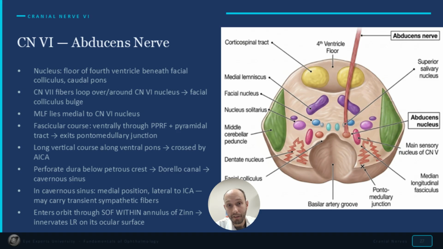The abducens nucleus lives right by the facial nerve nucleus at the floor of the fourth ventricle. Because of its association with the facial nerve, if both the facial nerve and the abducens nerve are affected, this likely indicates a pons lesion. The abducens nerve has the longest subarachnoid course out of any nerve, therefore it could be the one that's first affected by high intracranial pressure.